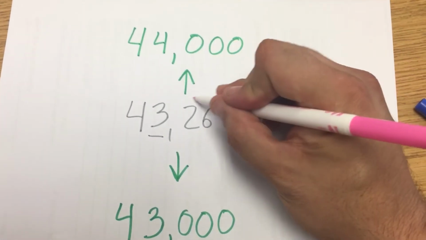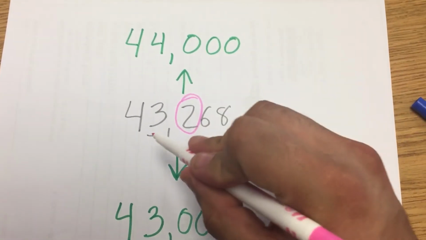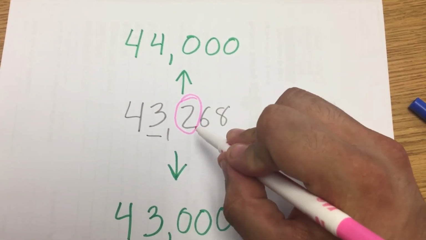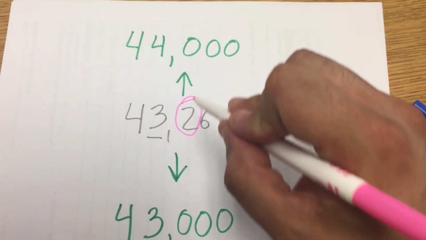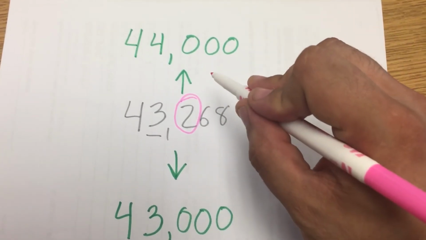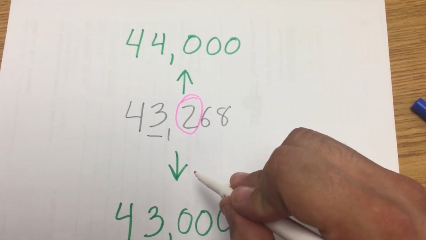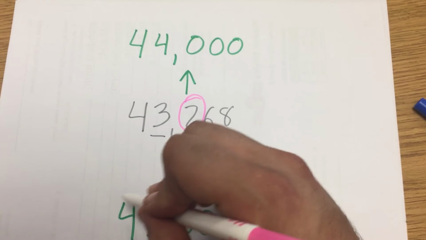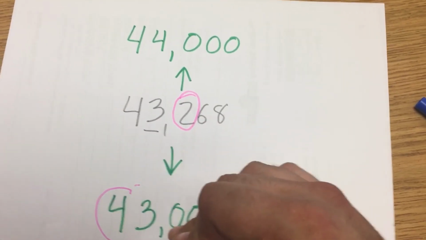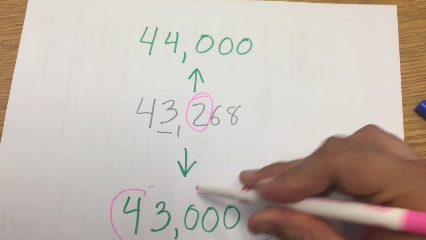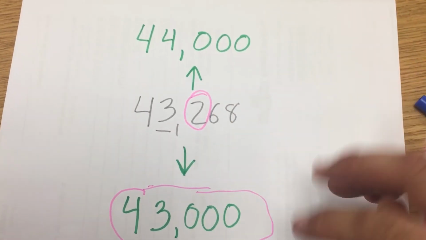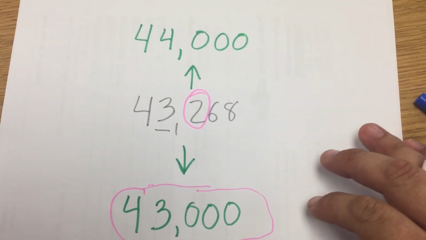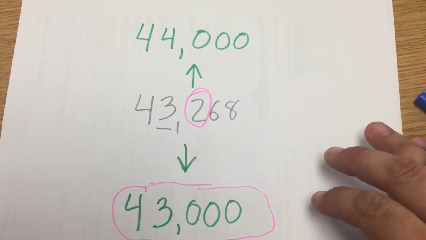5 or more, let it soar. We're going to look at the place value to the right of my underlined place. 2. Are we going to round up or down? Well, 5 or more, let it soar. 4 or less, let it rest. 2 is definitely 4 or less. So we're going to round down to 43,000. And that makes sense. 43,268 is definitely closer to 43,000.